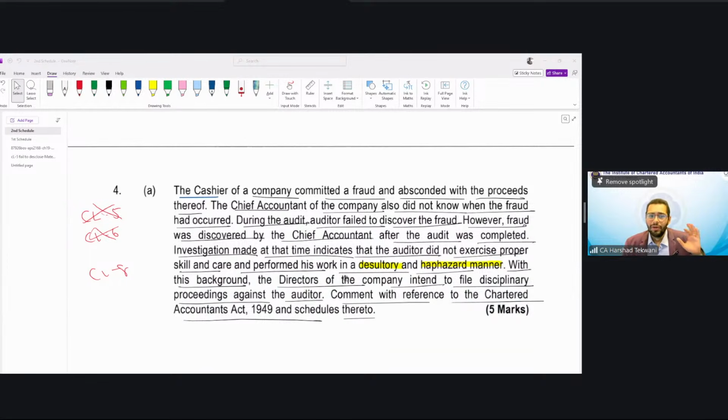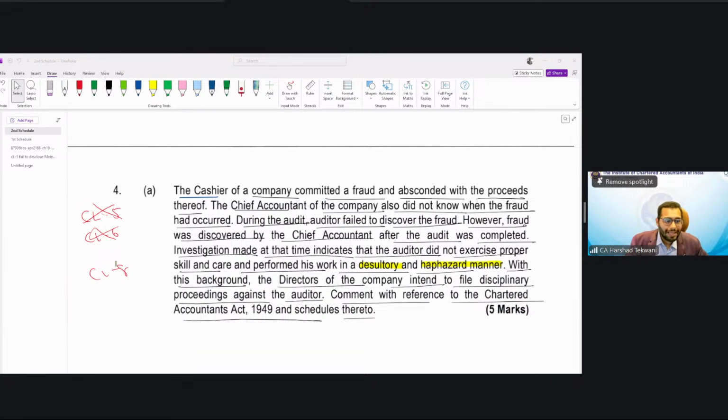So one can question that, okay, clause 8 can be applicable because there is no sufficient information about the fraud. He should have obtained sufficient information about the particular cash balance, and then on the basis of that he would have identified that, okay, he can express the opinion. But we will see that in a while.